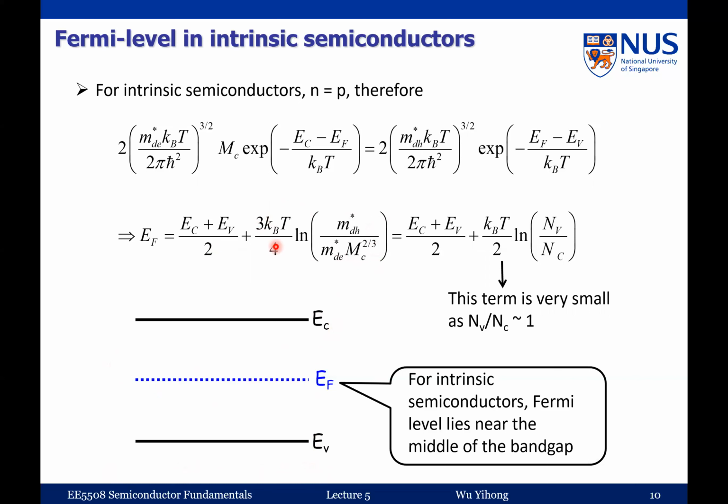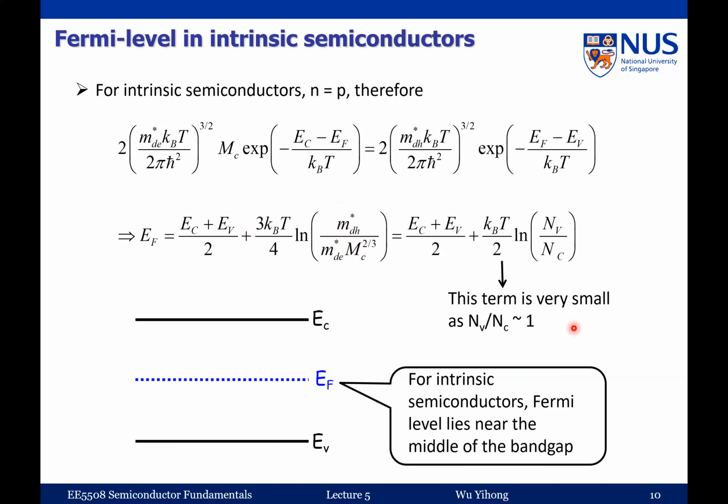KBT is only 25.9 milli electron volt, which is much smaller than that of EG over 2, right? And then these two are roughly the same. So when these are roughly the same, log of 1 is 0, a very small number. So this very small number multiplied by this very small number, eventually you get something here which is negligibly small compared to this term.